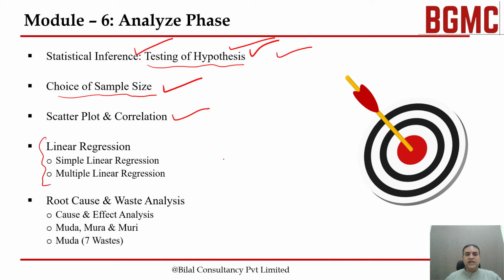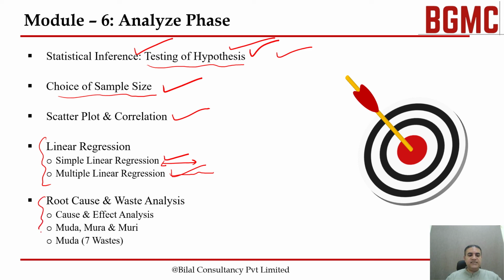Furthermore, in order to quantify the cause and effect relationship, we can use simple regression as well as multiple regression. If we have only one independent variable, we can apply simple linear regression, whereas if we have multiple independent variables, we can apply multiple linear regression.